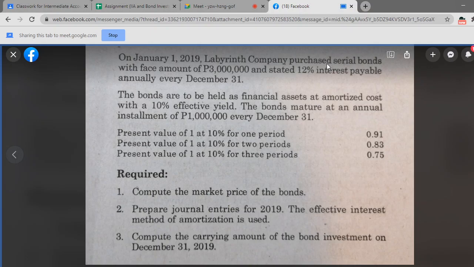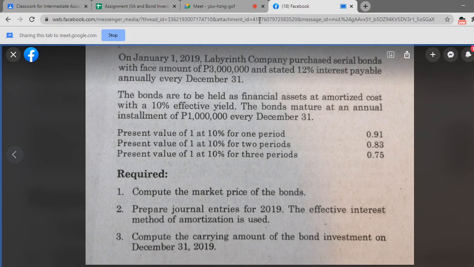Mas gamay si effective rate, therefore this is a premium. Tama? So kung premium ni, mag-expect nga mas taas sa 3 million ang ato ang cost or ato ang market price. So, the bonds are to be held at amortized cost. The bonds mature at an annual installment. That makes it serial kasi every year magbabayad siya ng 1 million as principal payment.